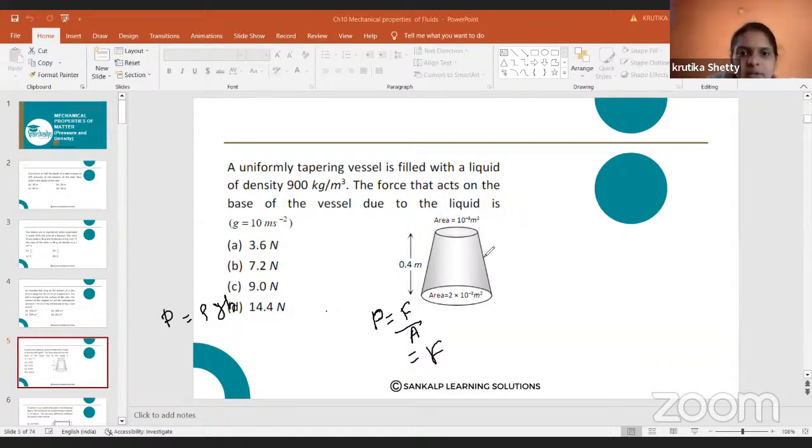So see here students, first calculate the pressure. Once you calculate the pressure, you can substitute here, okay? We need force, F is equal to. To get force, we need pressure and area here. So we can calculate pressure as rho gh. Density is given, acceleration due to gravity is there, height is 0.4. So you can substitute all the values.